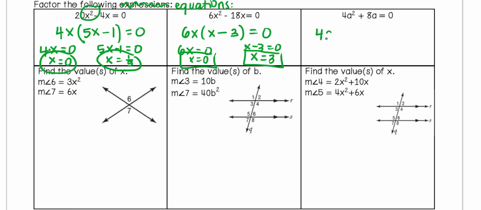For this one, our GCF is going to be 4a. We'd have to multiply it by a plus 2. We'll set each of those factors equal to 0 and solve. So a will be 0, or a will equal negative 2.